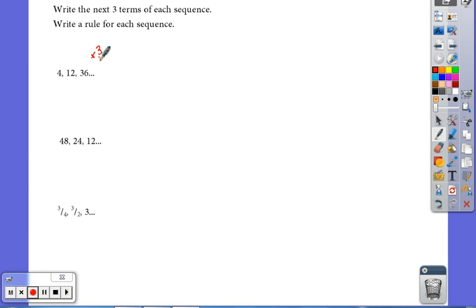Okay, so if we were to write the next 3 terms, which is what the instructions tell us, the next term would be 108. The term after that would be 324. And finally, our last of the 3 terms we must write would be 972. We're simply taking each number and timesing it by 3 throughout. Again, a calculator would come in handy here.